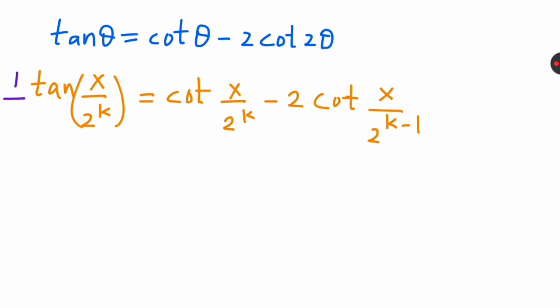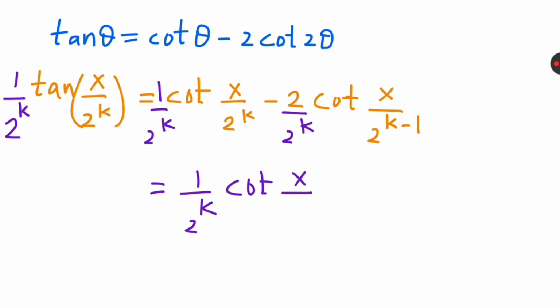So let's multiply both sides by 1 over 2 raised to the power of k. So what we are going to get is 1 over 2 raised to the power of k, cot of x over 2 raised to the power of k, that is the first term, minus, here observe this, 2 over 2 raised to the power of k.